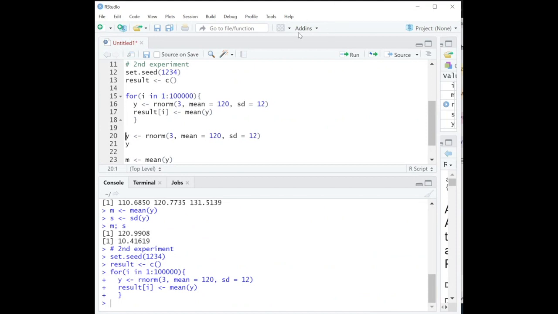So now I have 100,000 means. Now I have a distribution of means. But all these means come from subjects which are within the original population. So I sampled the original population. So we have just one population and we have 100,000 means.